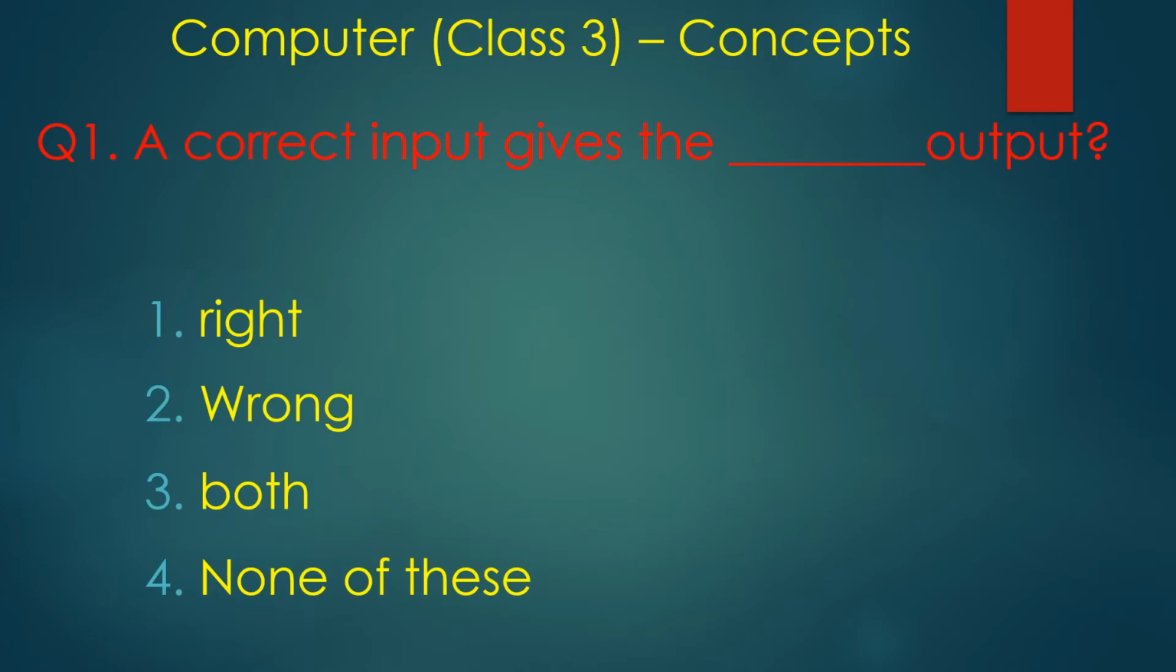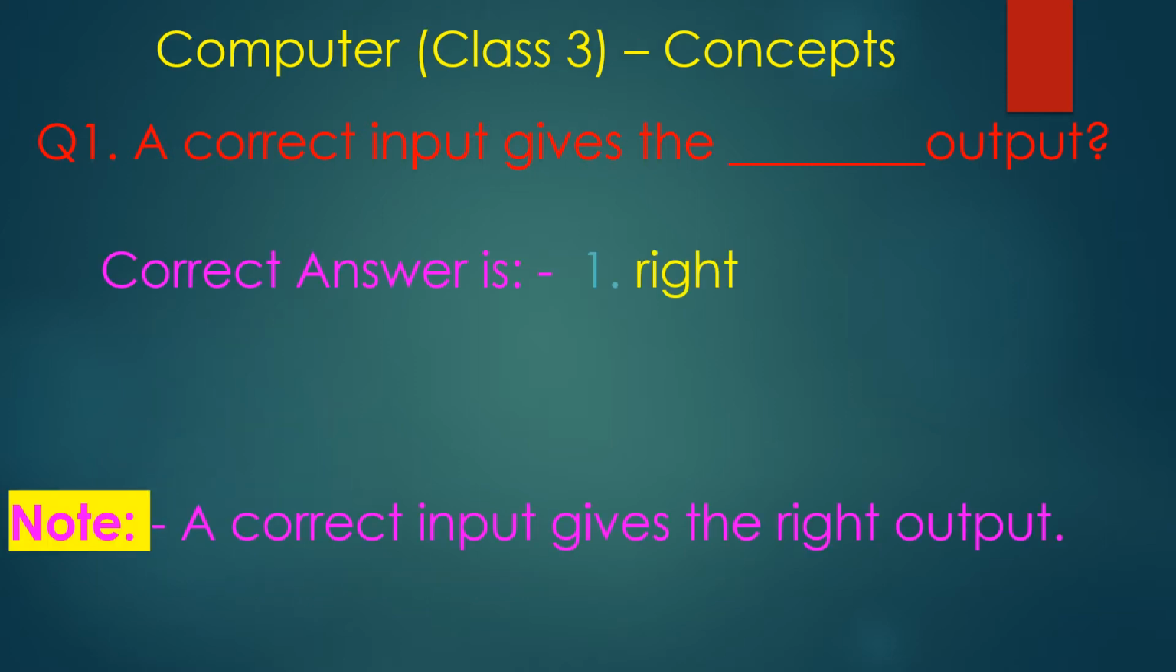A correct input gives the right output in a computer. If you put the correct input, what is the result? Right, wrong, both, none of these. The correct input gives the right output. If you put the correct input, then always you have to see the monitor that displays the result. The right option is: correct inputs give the right output.